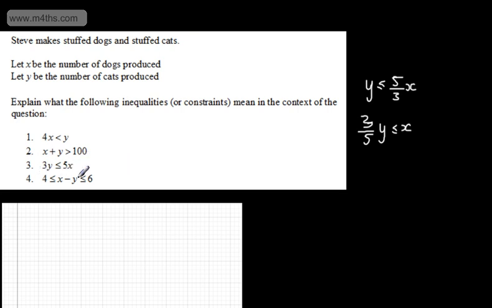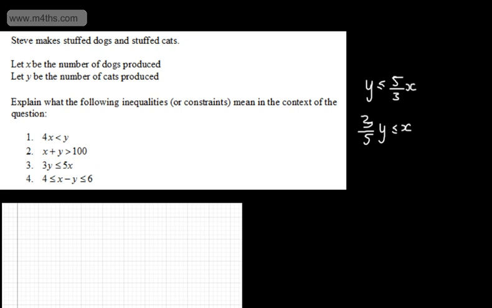We've got now x minus y is equal to or greater than 4, and in turn equal to or less than 6. Now, the difference between the number of cats and dogs produced is going to be between 4 and 6. We've got a difference this time, so slightly different, if you excuse the pun. So the difference between the number of dogs and cats produced is between 4 and 6. That's how I would read that one. You could read it many different ways. That would be my first choice.